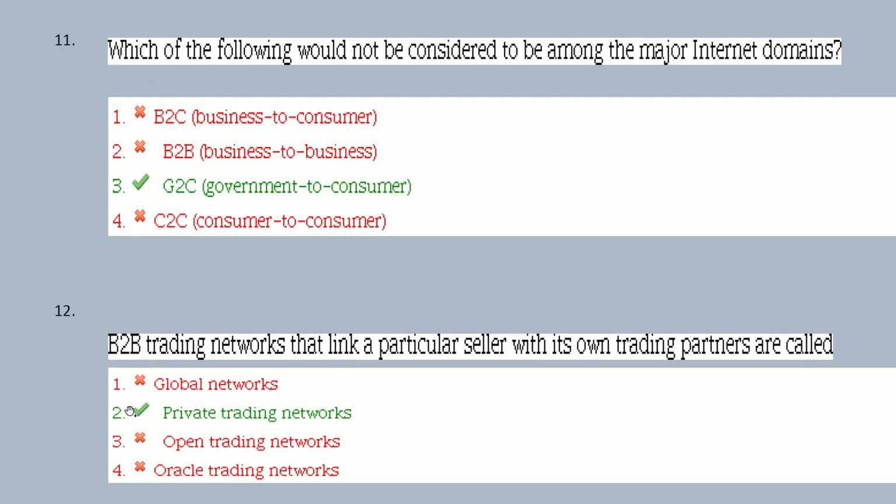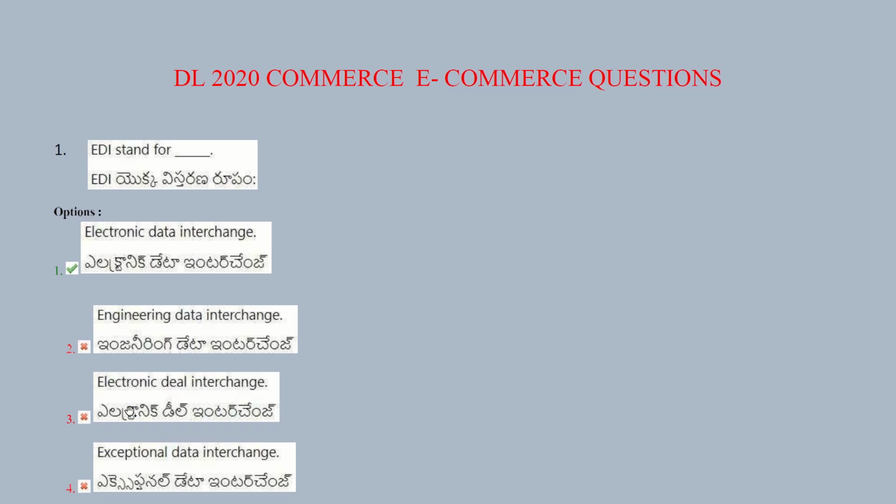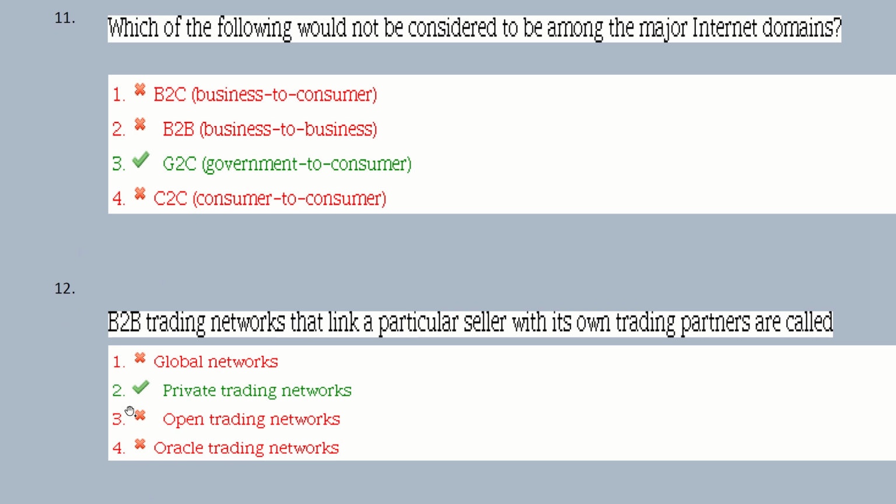Next question. Which of the following would not be considered to be among the major internet domains? Major internet domains are B2C, B2B, C2C, but G2C, government to consumer, is not considered among the more important major internet domains. And B2B, business to business trading networks that link a particular seller with its own trading partners are called private trading networks.